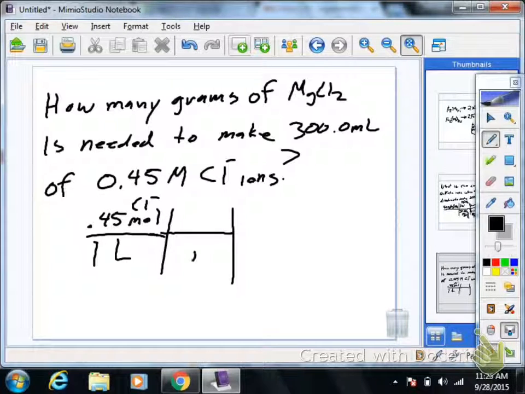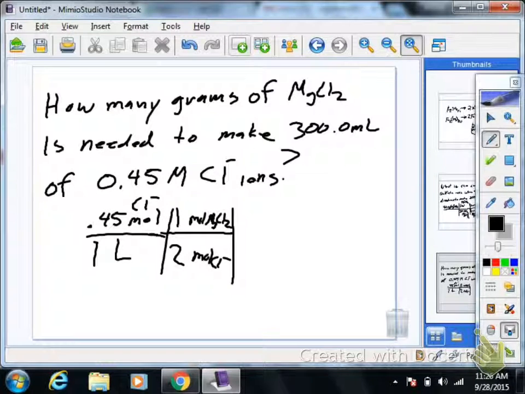So down here I want to put moles of chlorine, and up above, what should I put? Moles of MgCl2, because I want to know how much MgCl2 I've got to dissolve. So I want to go from moles of chlorine to moles of MgCl2. So what would go down here? 2, 1. 2 to 1.